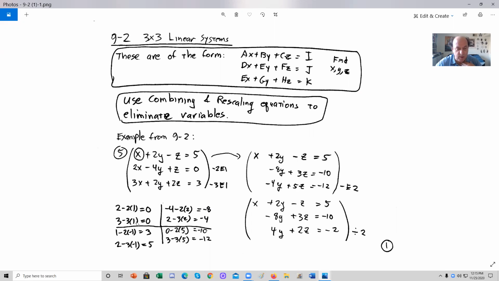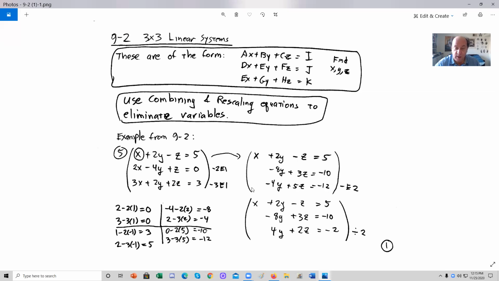1 minus 2 times negative 1 is a 3. So we put a 3 here, and 2 minus 3 times negative 1 is a 5, so we put a 5 here. And 0 minus 2 times 5 is a negative 10, we put a negative 10 here. 3 minus 3 times 5 is a negative 12, which we put here. All right, now here we have this system.